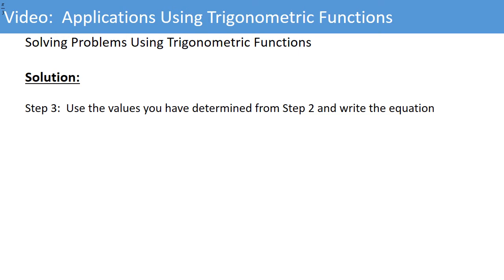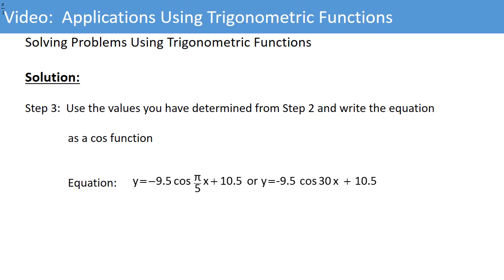Now, step 3, use the values you have determined from step 2 and write the equation as a cos function. Since we start at the bottom, it's going to be a reflection, so we're going to use negative 9.5. It's a cos function. Now, we don't need a shift, so it would be negative 9.5 cos pi over 5 x plus 10.7, or negative 9.5 cos 36 x plus 10.7.